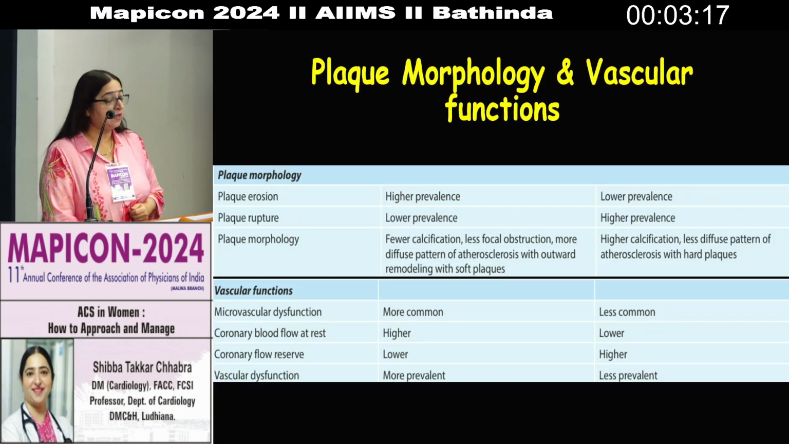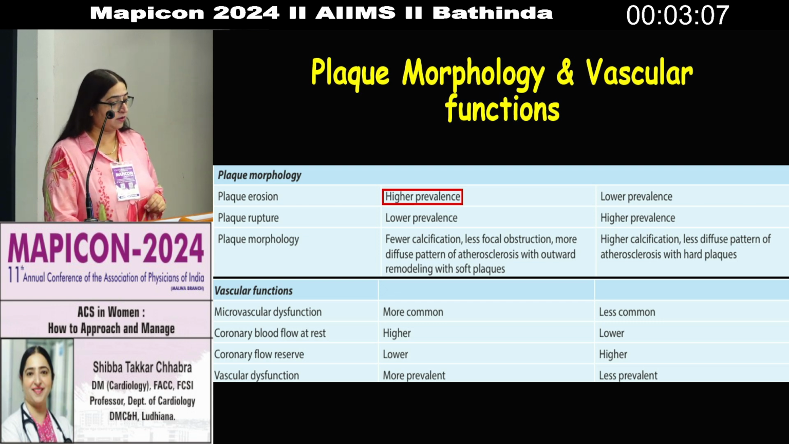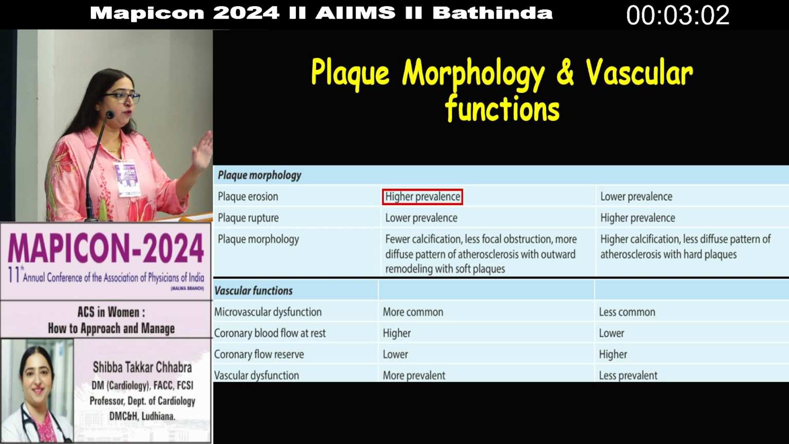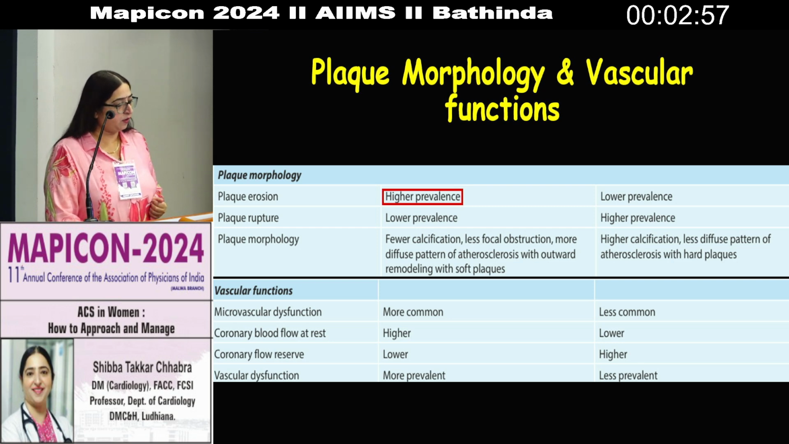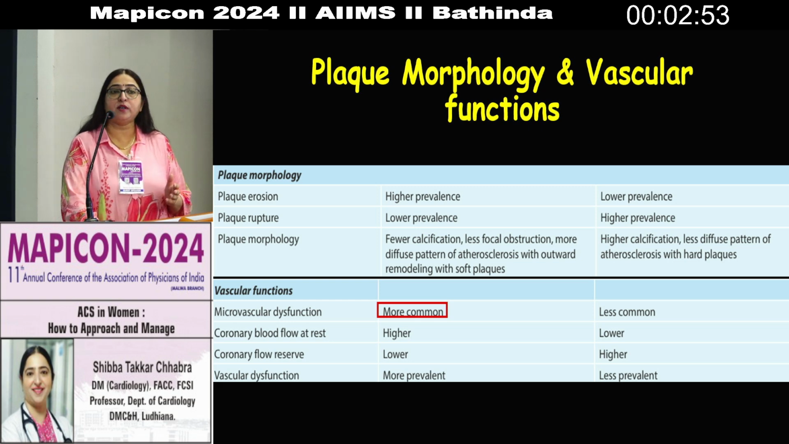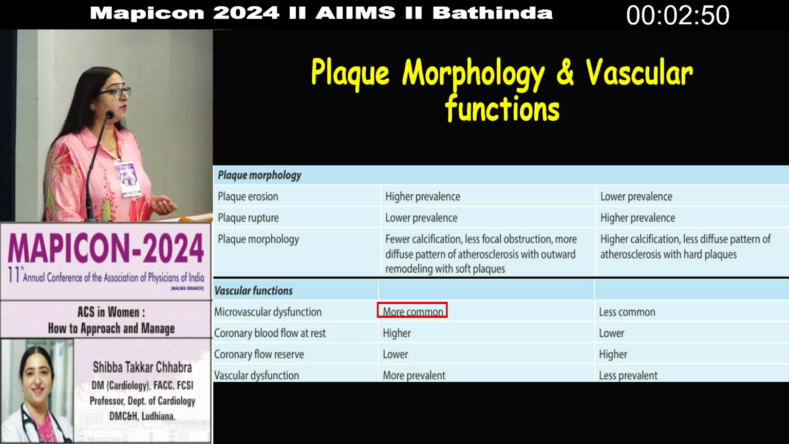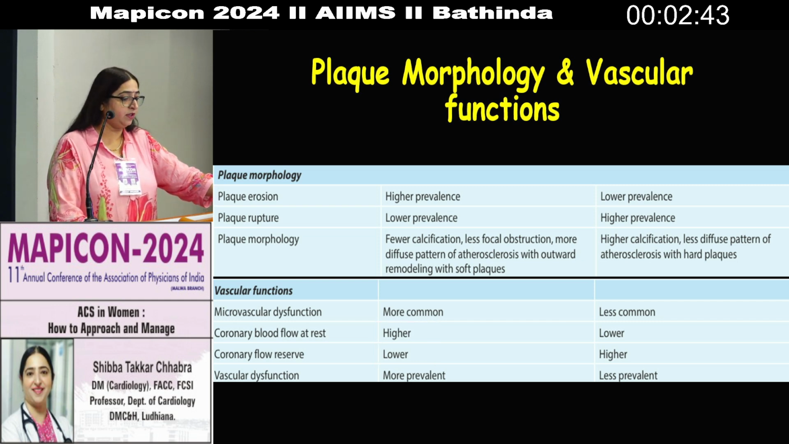coronary artery disease. Women have a higher prevalence of plaque erosions. Plaque rupture is less in women. And if we look at plaque morphology in a woman with a coronary syndrome, it's less calcium, less focal obstruction, more diffuse atherosclerosis as compared to men, and more outward remodeling of the coronary arteries. Microvascular dysfunction, we all know, is much more reported in women, who might have normal coronary arteries even when they have MI, and their coronary blood flows at rest are higher and they have lower coronary flow reserves.